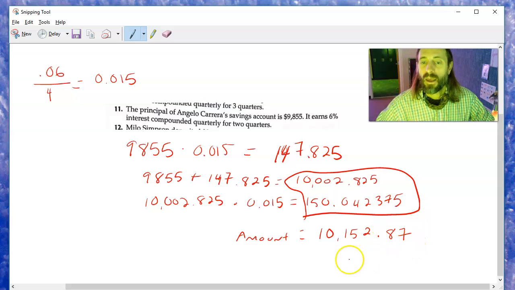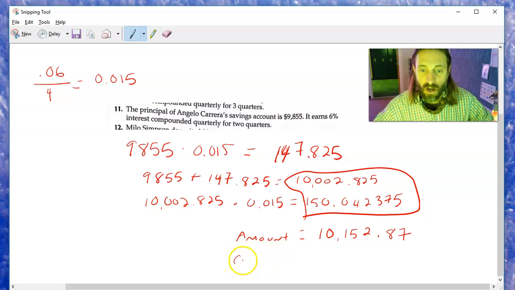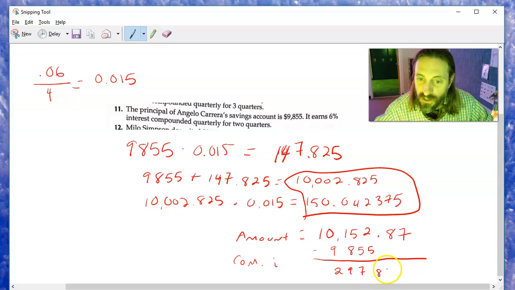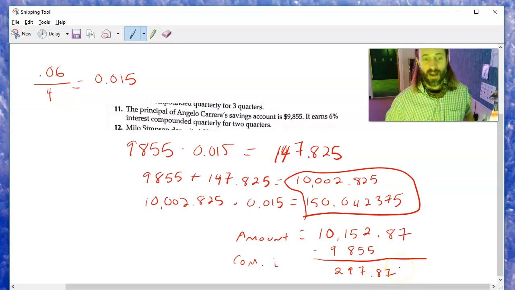And if I want to know my interest, my total compound interest, I would subtract the original 98.55 from that number. So I'll go ahead and do that right now. 10,152.87 minus 98.55, and you get 297.87 as your interest. I hope you found that helpful.